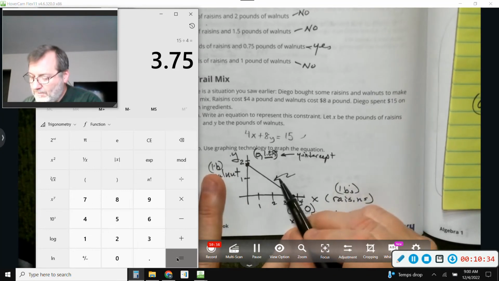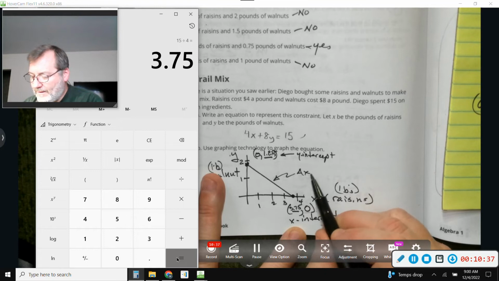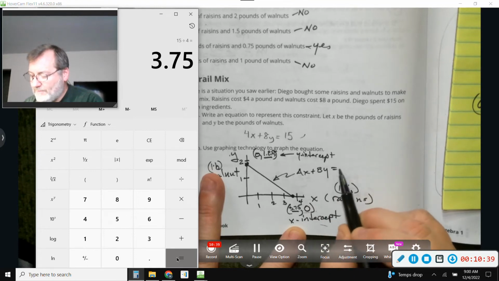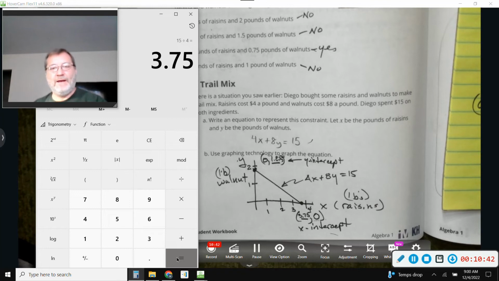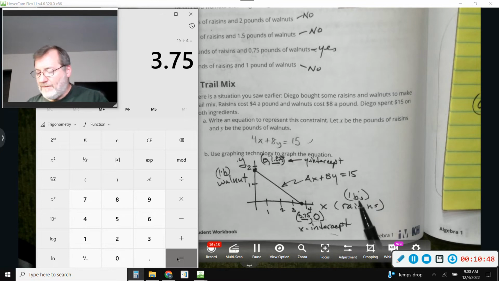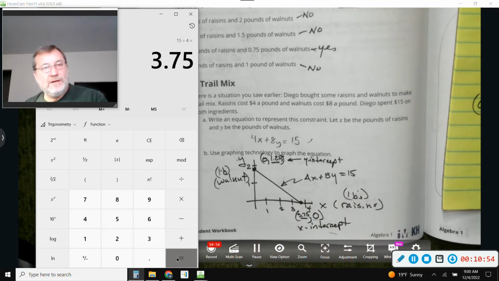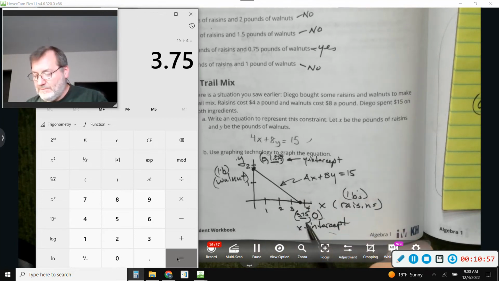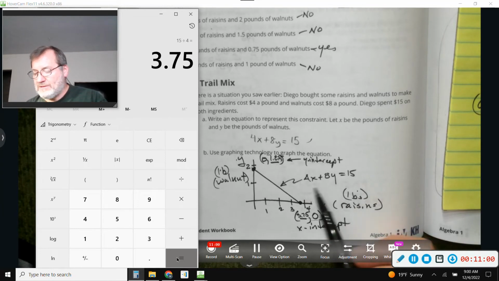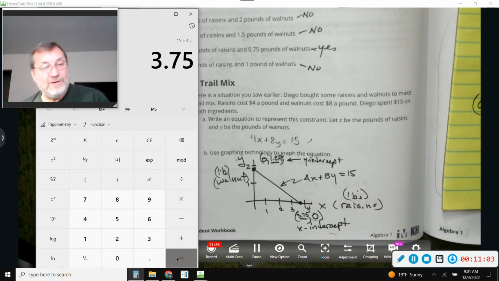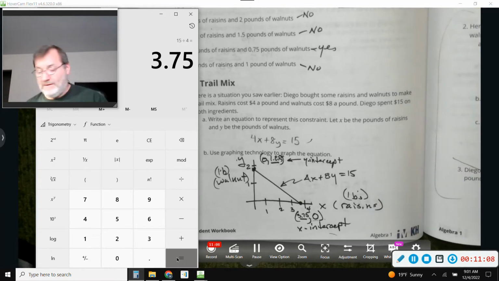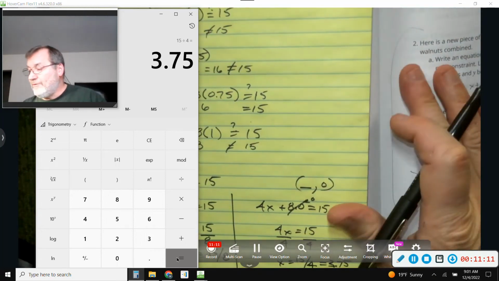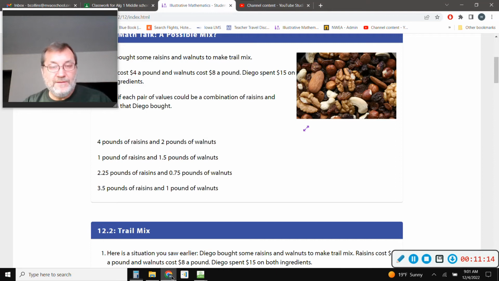And I'll label my line 4x plus 8y equals 15. There. I got everything that I need on this thing. I've got my axes labeled x and y. I've got the units on each. I'm telling you which one is walnuts and which one is raisins. I've got points labeled, and I've got the equation itself labeled. So I've got all my information right in one spot. It helps me tremendously to put all that information in one spot so I can look it up if I need to.